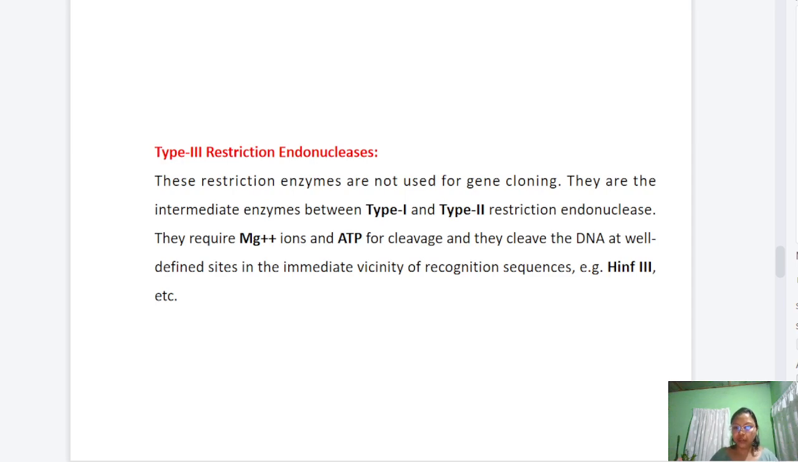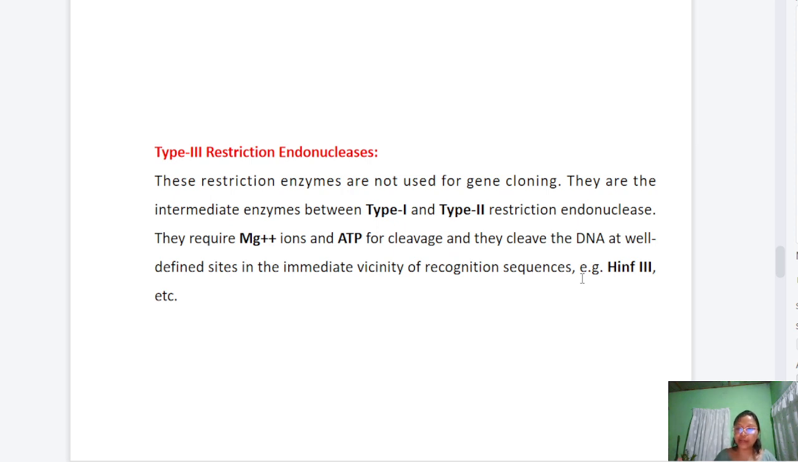So, moving ahead with this topic, that is the type 3 restriction enzyme. These restriction enzymes are not used for gene cloning. Unlike type 2, which is used for gene cloning, type 3 are not used for gene cloning. They are the intermediate enzyme between type 1 and type 2 restriction endonuclease.